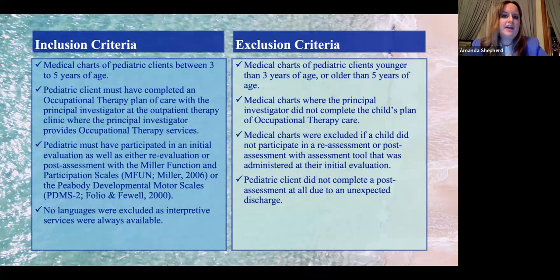For the inclusion and exclusion criteria, the child had to be within the age range of 3 to 5 years. They had to have participated in either the MFUN or the PDMS-2 at both their initial OT assessment, as well as either their reassessment or post-assessment at discharge. They had to have completed their OT plan of care with the principal investigator, myself.